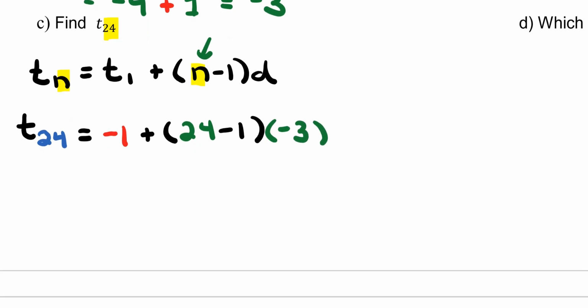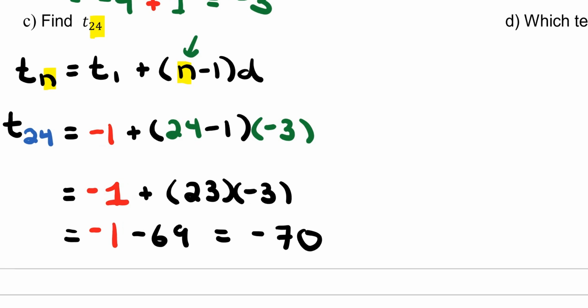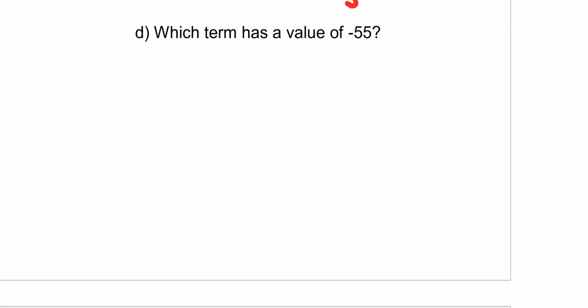Okay, and feel free to go to a calculator at this stage if you like. So here's negative 1, and then we're adding 23 times negative 3. So 23 times negative 3 gives me negative 69, and negative 1 minus 69 gives me negative 70. So my 24th term is negative 70. Okay, great. Which term, for letter D, which term has a value of negative 55? So for this particular question, you want to write out your formula again.